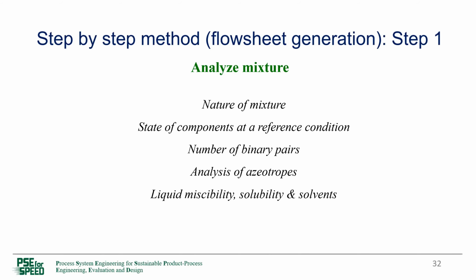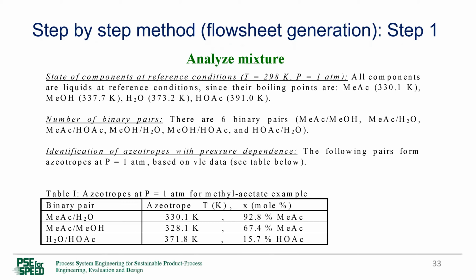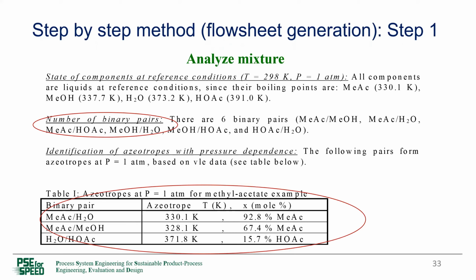So we find out that there are 6 binary pairs, 3 of them form isotope, and 2 of them, the isotope is pressure dependent. So this is very important information. We collect it, and also we see at the boiling points and melting points whether each of the compounds will be liquid or vapor or solid.